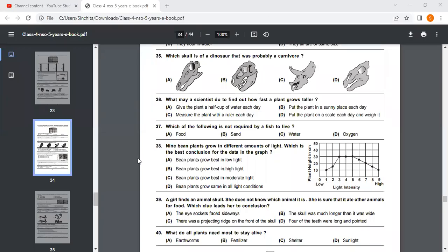Number 36, Becca. Yes, ma'am. What is Dada?